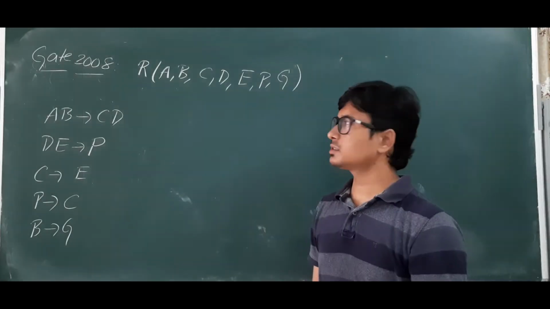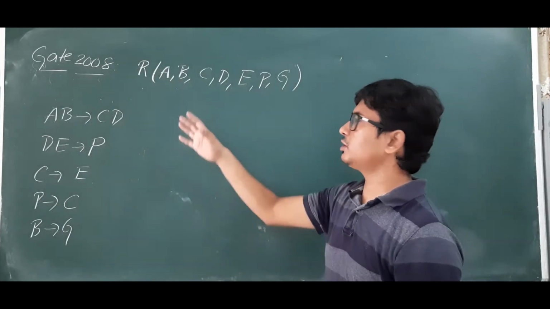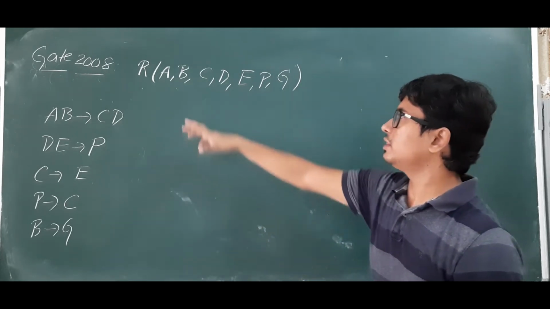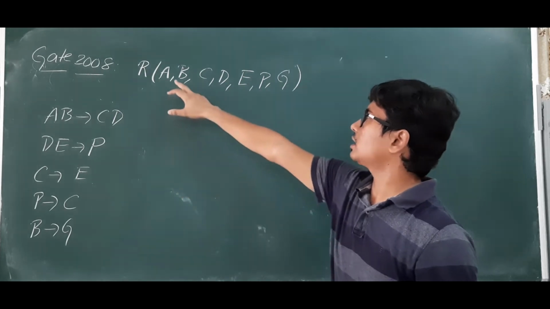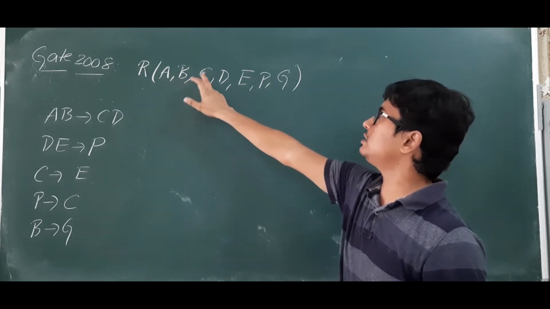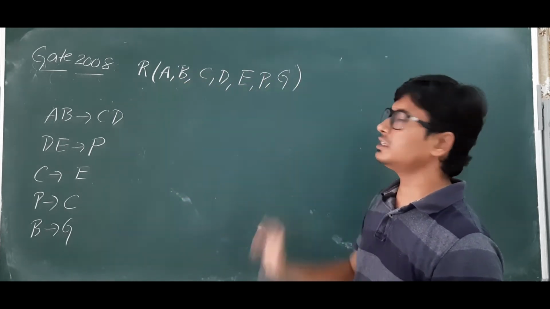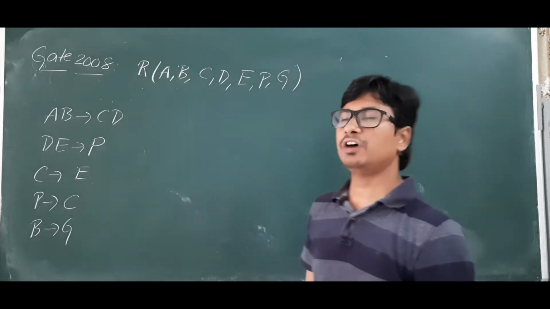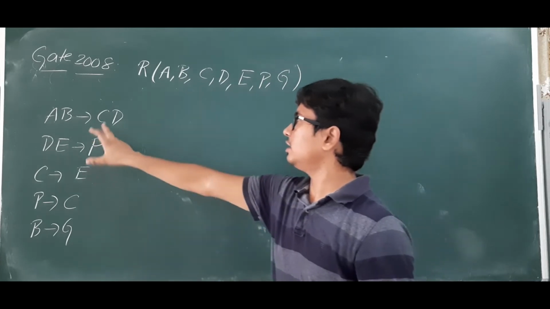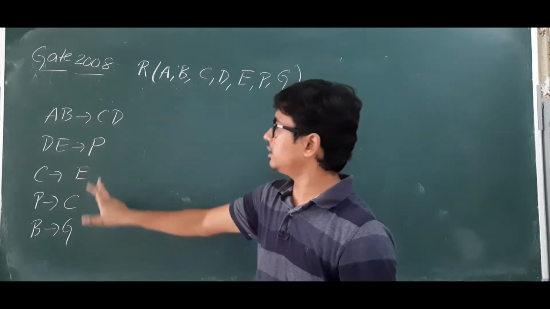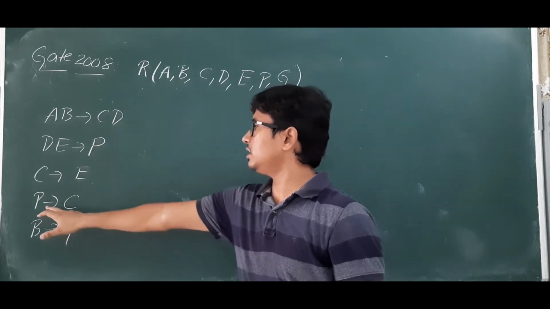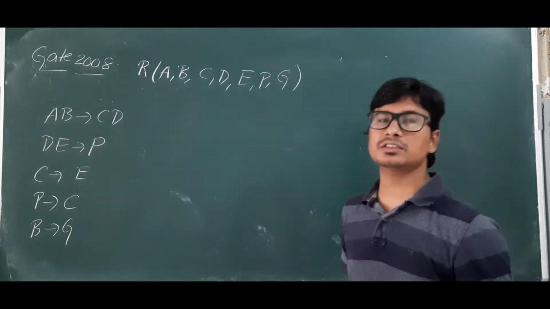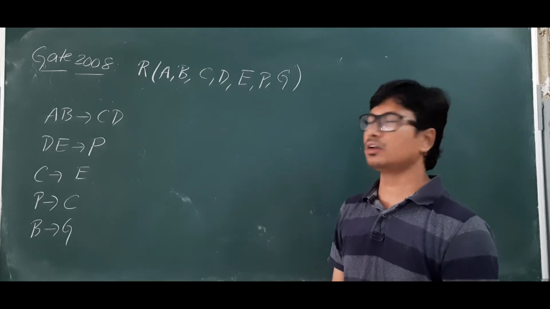Good morning, students. We'll solve one GATE question related to the second normal form. Let me read out the question they have given. They have given a relation R consisting of attributes A, B, C, D, E, P, G, and a set of functional dependencies: AB determines CD, DE determines P, C determines E, P determines C, and B determines G. And now they are asking whether it is in 2NF or not.